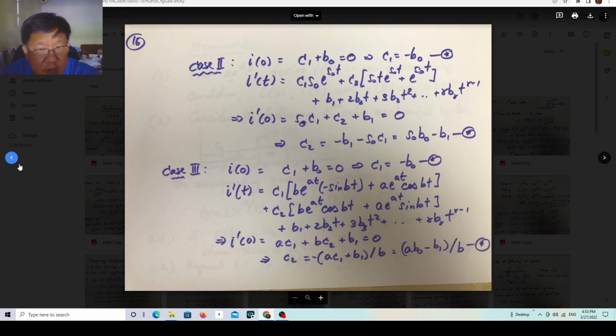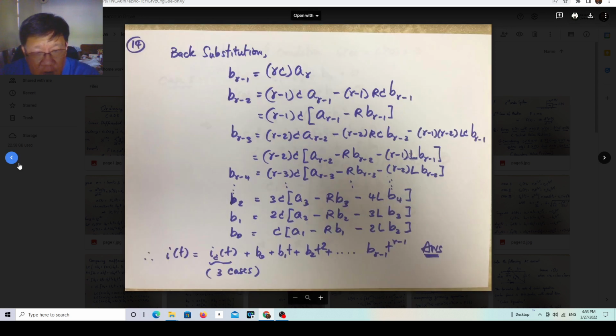But for the second part here, when you substitute t equal to 0, you only have B0 left. All the remaining terms vanish for the particular solution.